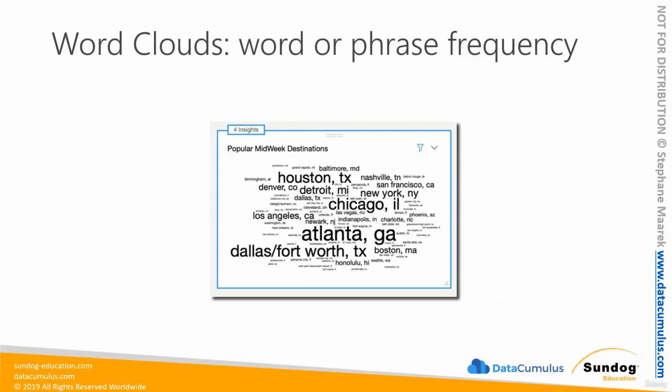You've probably seen word clouds before. They just display the word or phrase frequency. Basically, the size of a word or phrase represents how often it appears in a set of documents. So, popular midweek destinations. Maybe you have some data set of people that have traveled to different places, and this can be used to visualize what the most popular phrases are within that data set. In this case, it turns out that Atlanta is a popular place to go during the middle of the week.